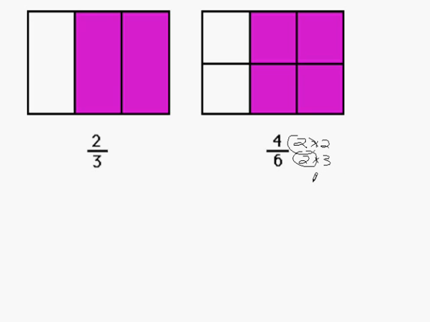So in order to reduce this fraction, what I would have to do is divide both 4 and 6 by 2. And if I do that, 4 divided by 2 gives me 2, and 6 divided by 2 gives me 3, and I end up with 2/3, which is the reduced version of 4/6.